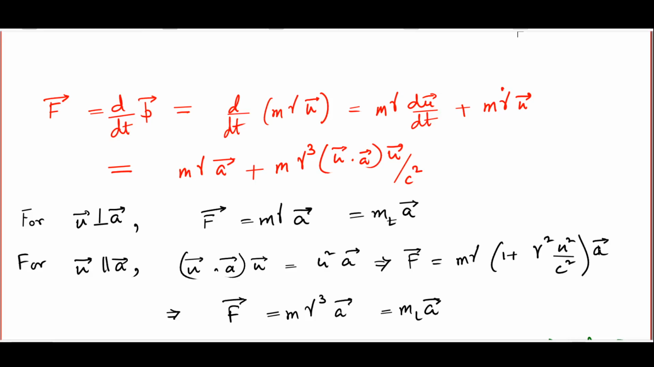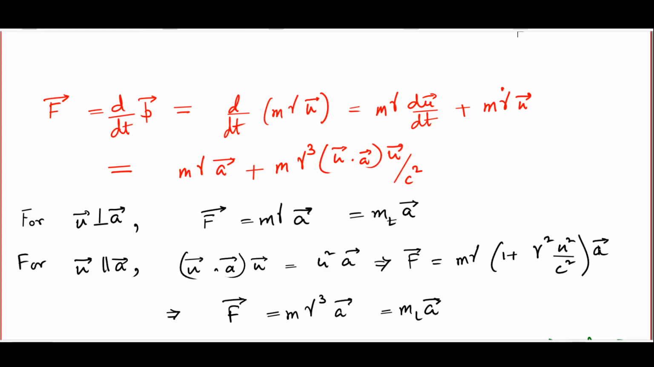In this case, the force is some kind of mass into acceleration, and this some kind of mass is actually nothing but m times gamma, which is the same as the relativistic mass. But in this particular context, we call this the transverse mass, m_t. So when the velocity and the acceleration are transverse, force is proportional to the acceleration with a proportionality factor of m_t.